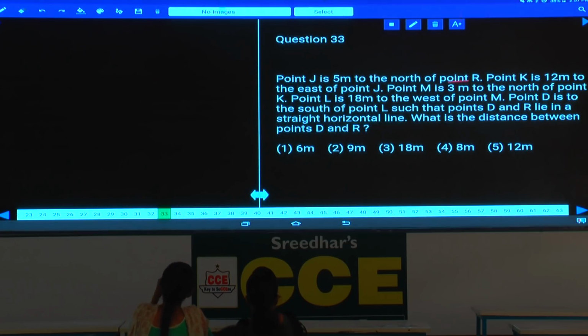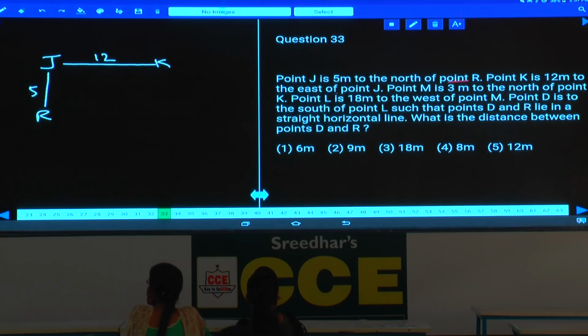Once again, now J is here, R is here. How many meters? 5 meters. And K is 12 meters to the east of J from here. Now this is K. How many meters? 12 meters to the east of J. M is 3 meters to the north of K. And whatever this M is, how many meters? 3 meters. M is 3 meters to the north of K. L is 18 meters to the west of M. L is 18 meters, let us take this total is 18.